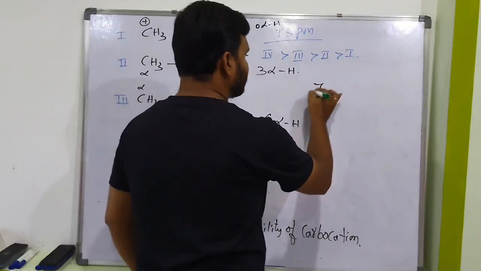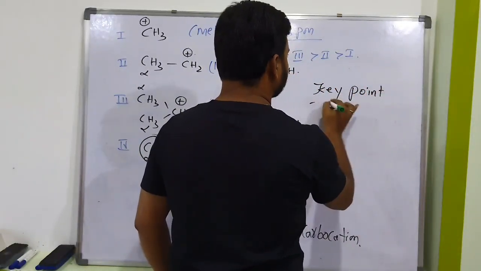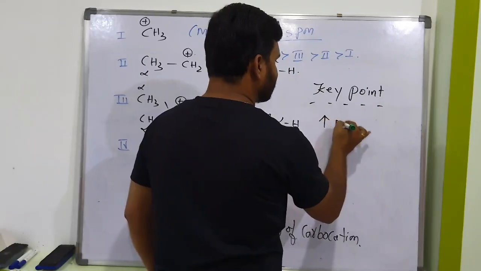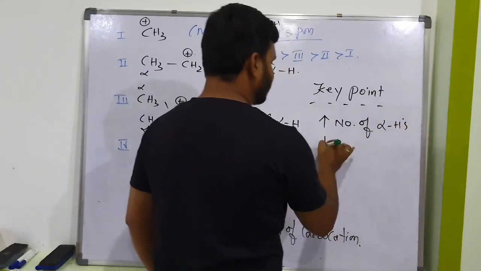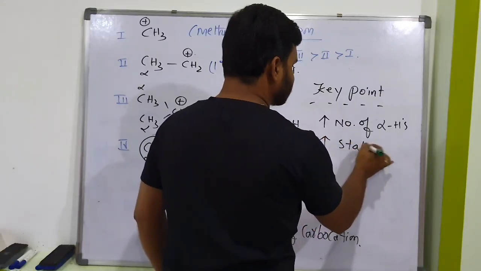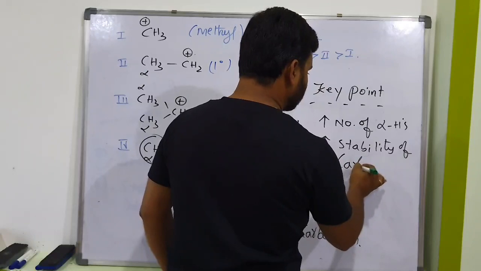So what is the key point here? This is the wonderfully important key point. Just keep it in your mind. Increase the number of alpha hydrogens, increase the stability of the carbocation.